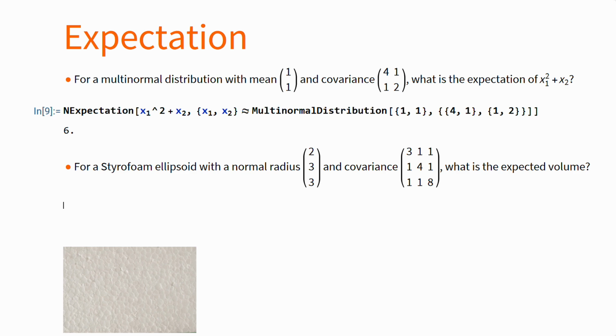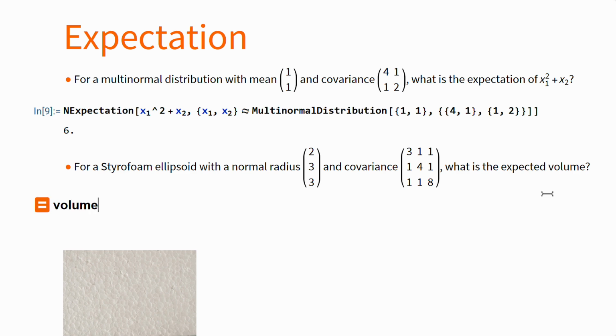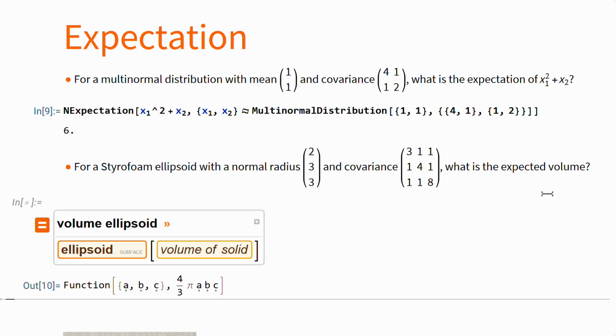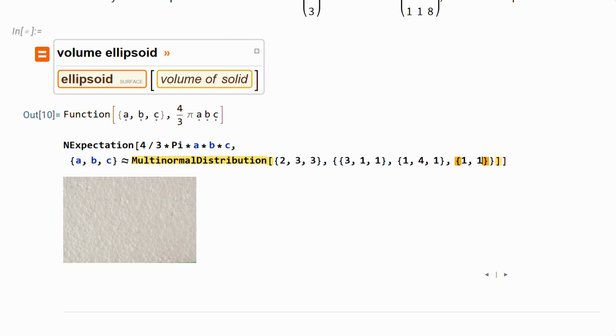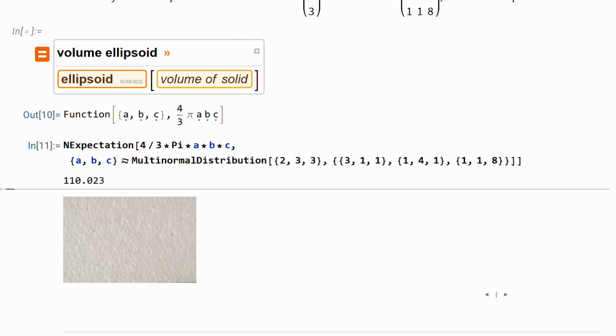If the three radius measurements of a styrofoam ellipsoid, that is, an ellipse in 3D, are normally distributed considering this radius and covariance, what's the expected volume? If you're not sure of the volume formula for ellipsoids, you can always ask Wolfram Alpha. Okay, so take the expectation of 4/3 pi a b c, for a, b, c part of the multinormal with the parameters from above, and here's your volume.